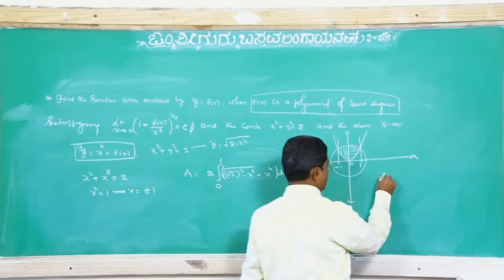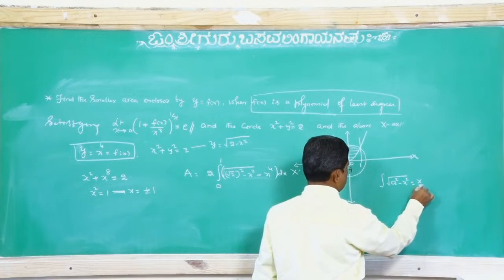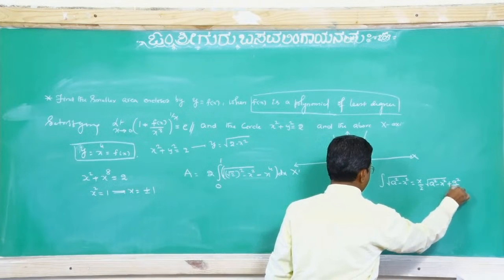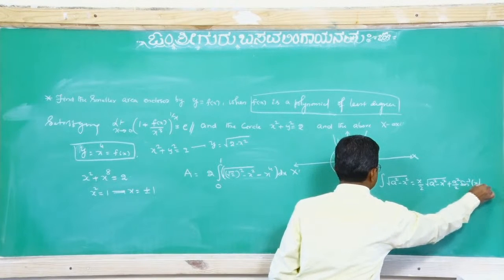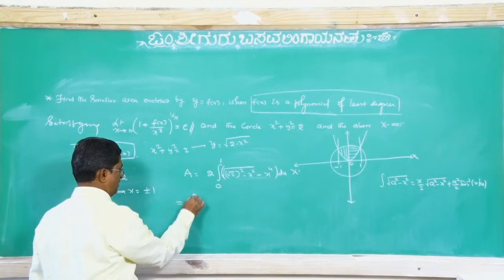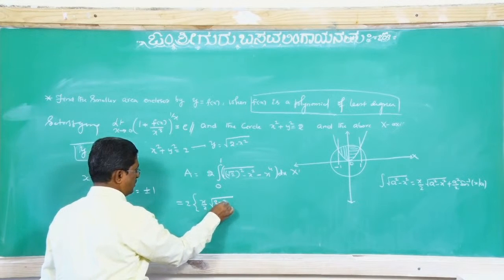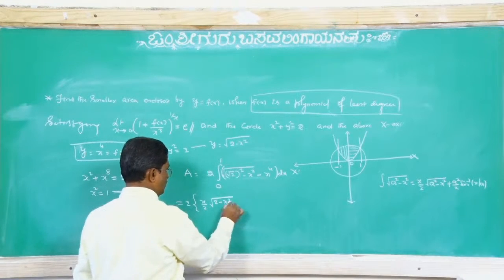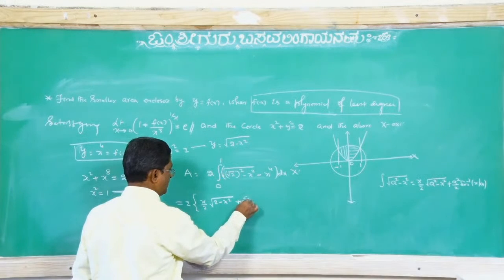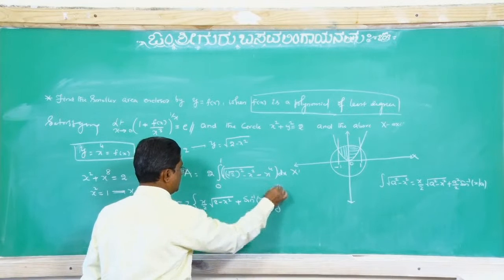But meanwhile, I need this formula also. The integral of root of a square minus x square is equivalent to x by 2 into root of a square minus x square plus a square by 2 sin inverse of x by a. That is the formula. So, substituting the value, 2 times x by 2 into root of 2 minus x square plus a square by 2, root 2 whole square means 2, 2 by 2 equal to 1, into sin inverse of x by root 2, over the interval 0 to 1.